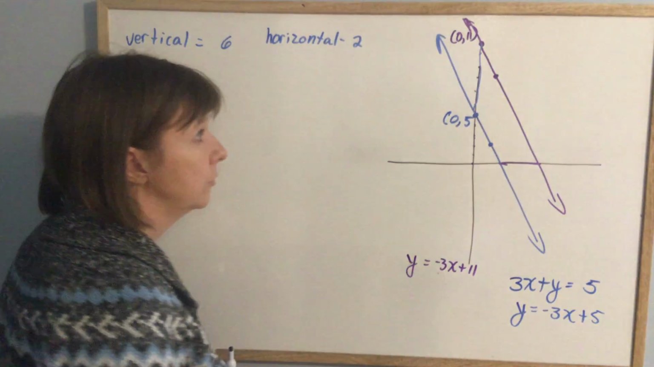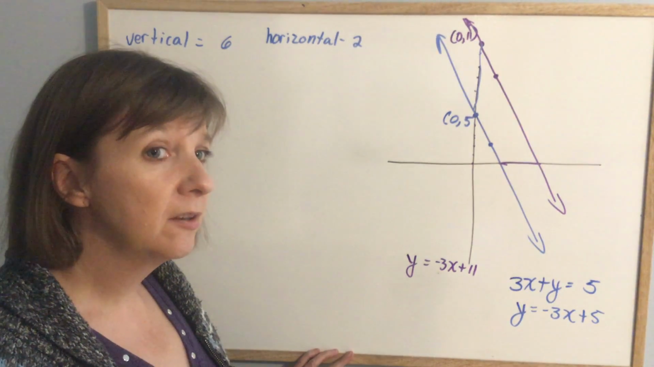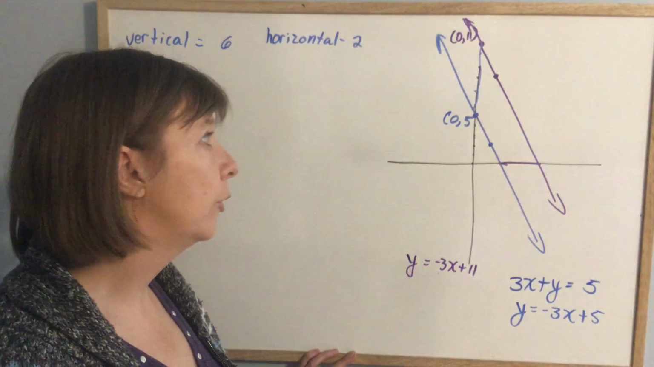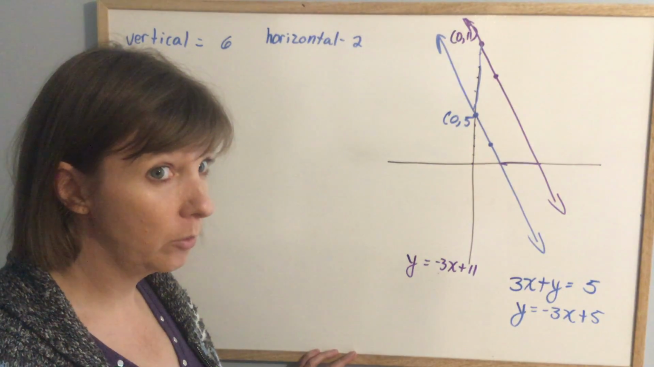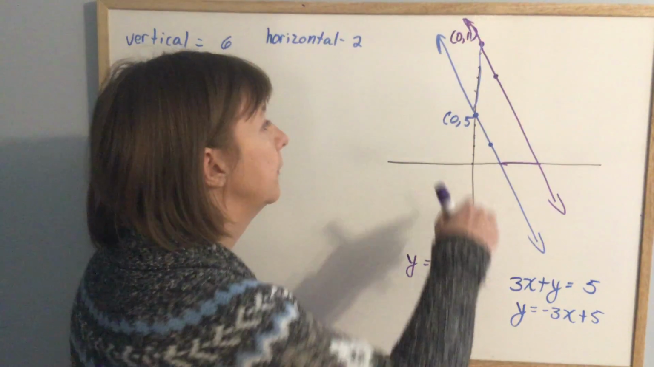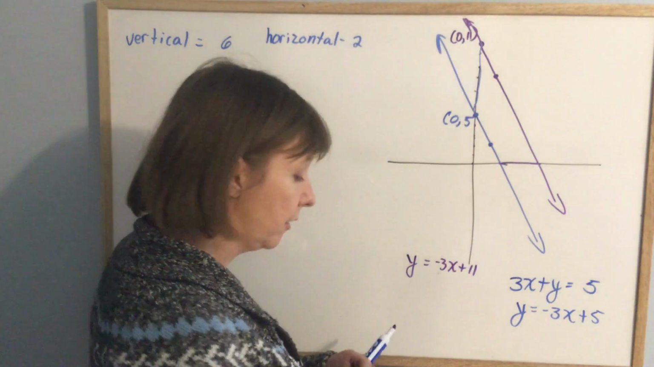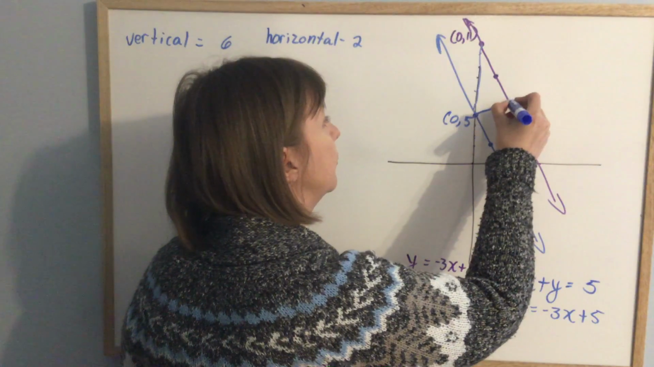So those are your two equations. Now here's what you need to do. You need to pick one of the y-intercepts, and it doesn't matter which one. For no reason at all, I'm going to pick this one. This is the first one I saw. And I'm going to draw my line from here to here.